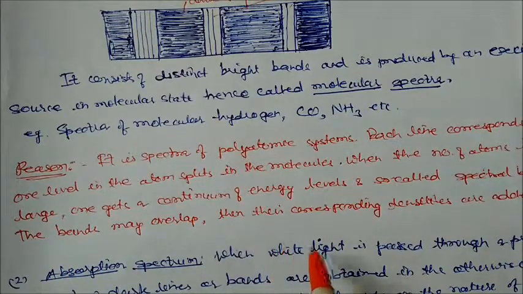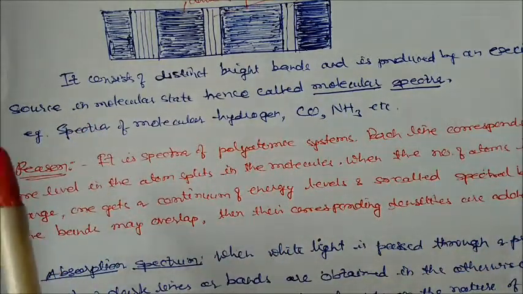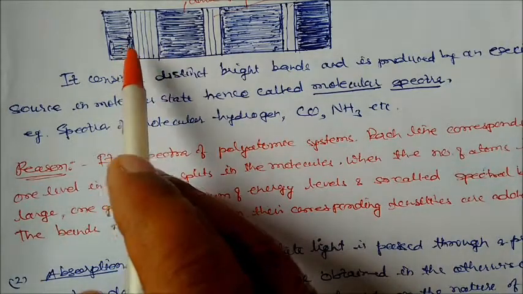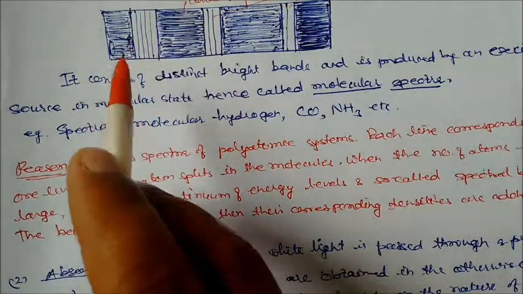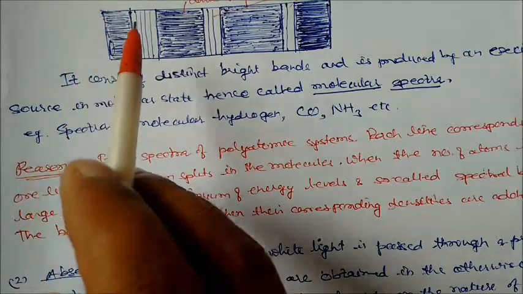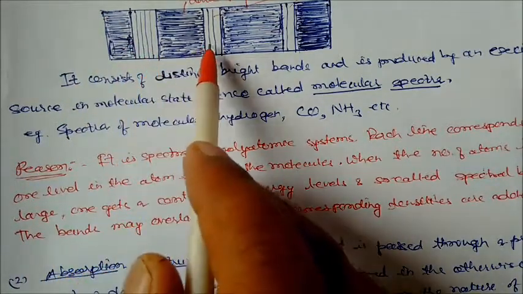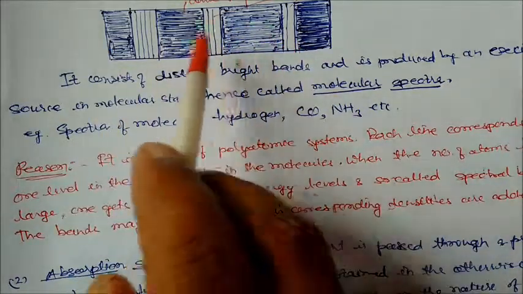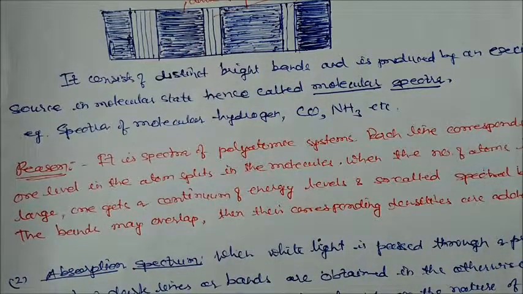Overlap means their corresponding densities are added. Corresponding density means we are talking about intensities. So if there are large spectrum lines, one spectral line may overlap with the second spectral line. So there will be one band, a second band, then a third band. This happens with the molecules when light of this molecule passes through the prism.